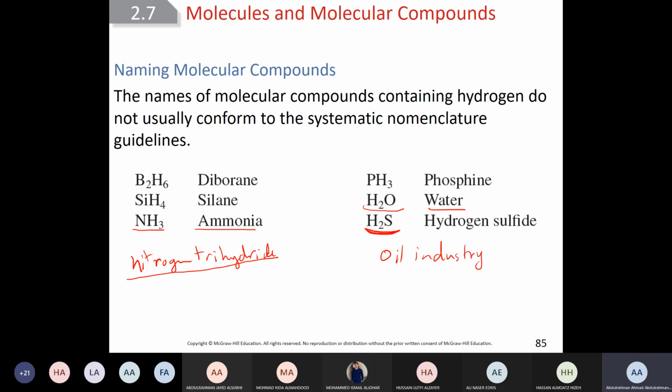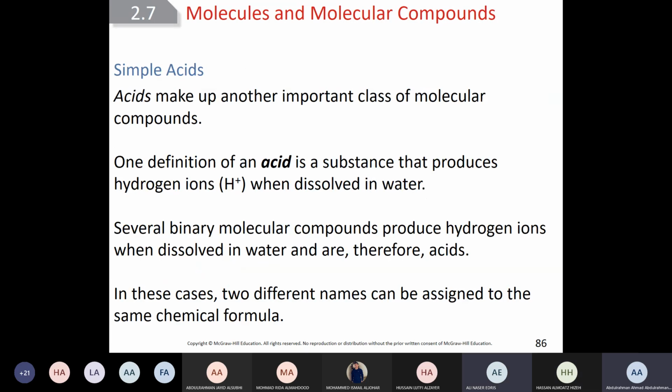Okay, and they say it without the di. So it should be dihydrogen sulfide, but nobody's using that. Everybody's saying hydrogen sulfide. These are the only three that I want you to know and know extremely well. Is this clear? Clear. Yes.